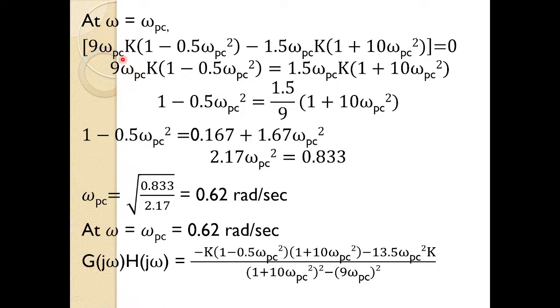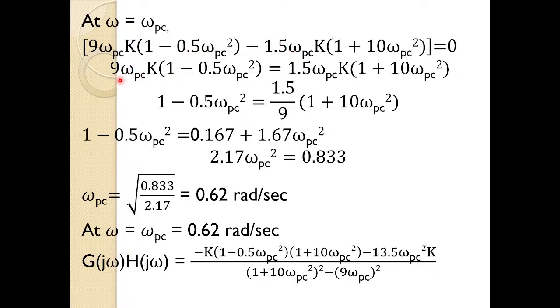Is it 9 omega pc k into 1 minus 0.5 omega pc square minus 1.5 omega pc k into 1 plus 10 omega pc square is equal to 0. So this is our imaginary term. So this imaginary term, I am equating it to 0, just now I have already explained.